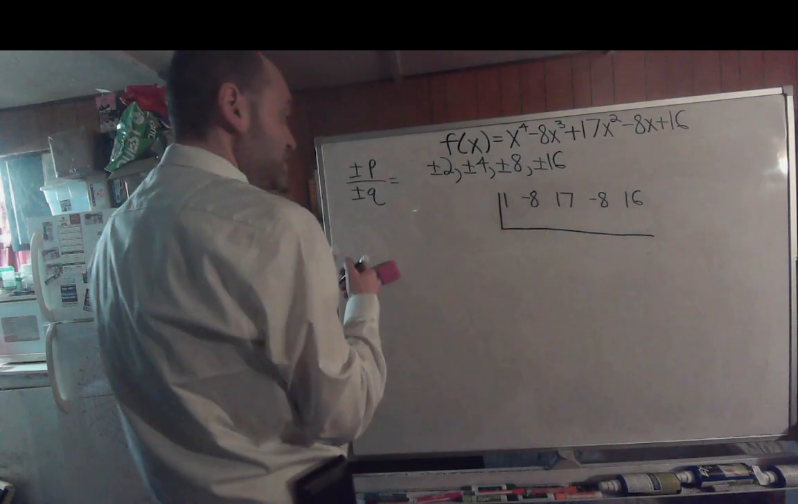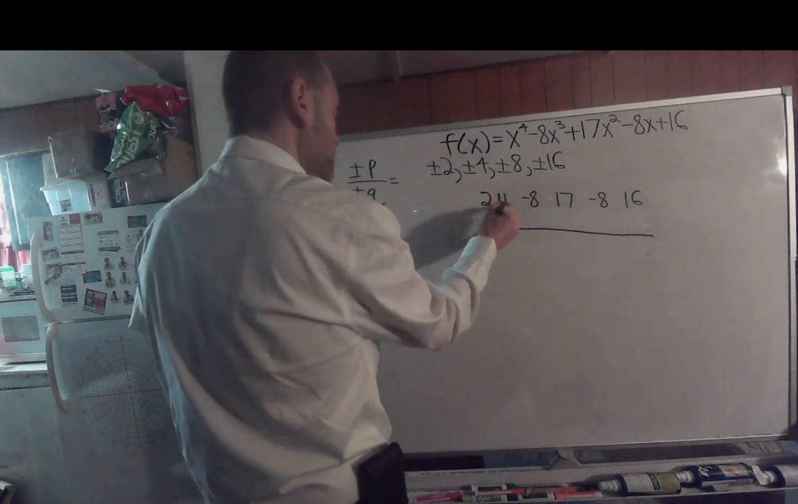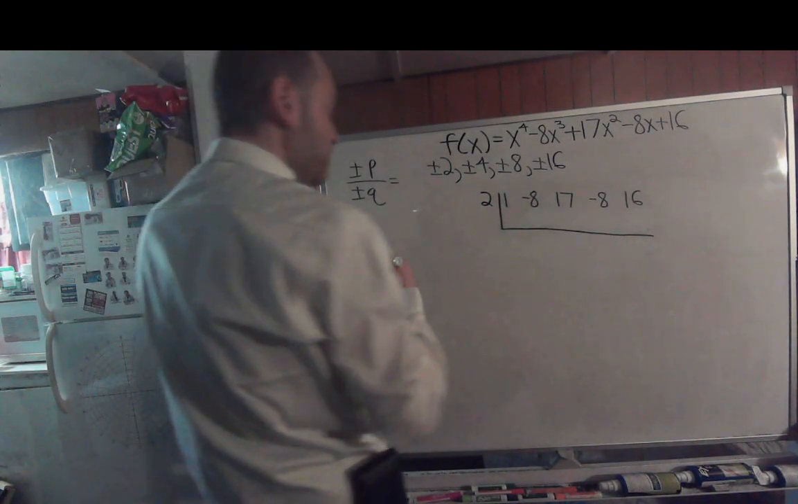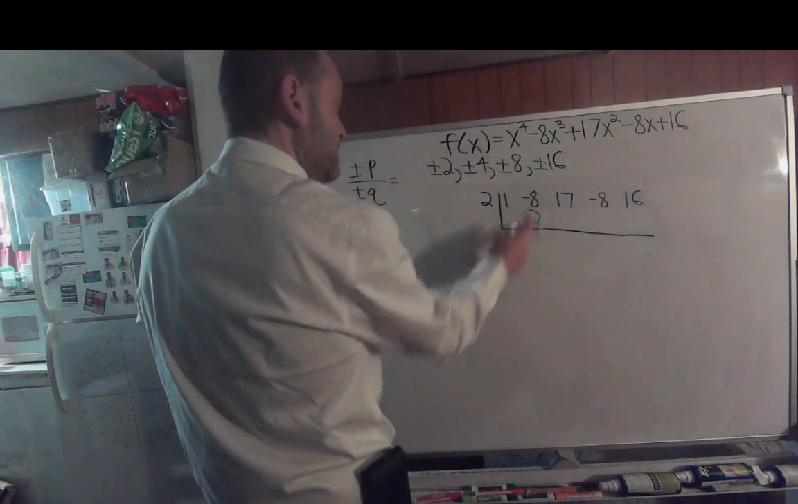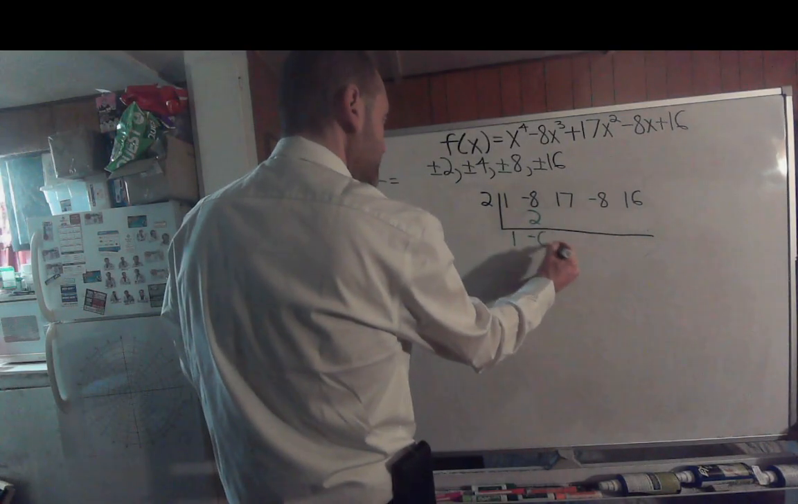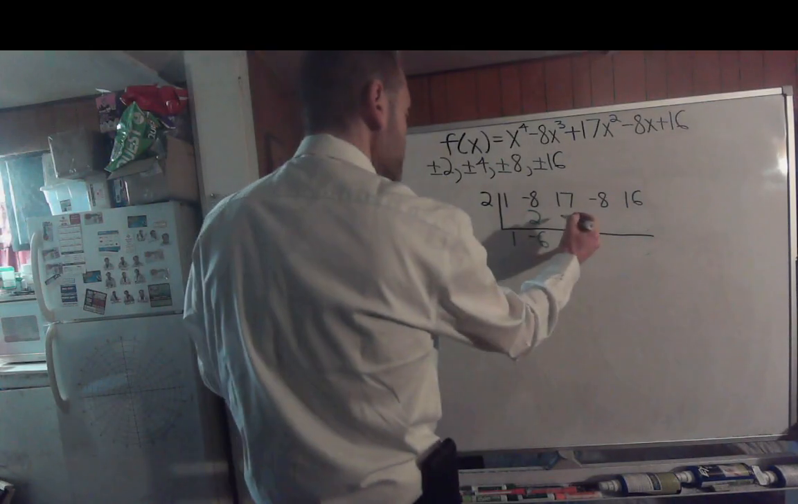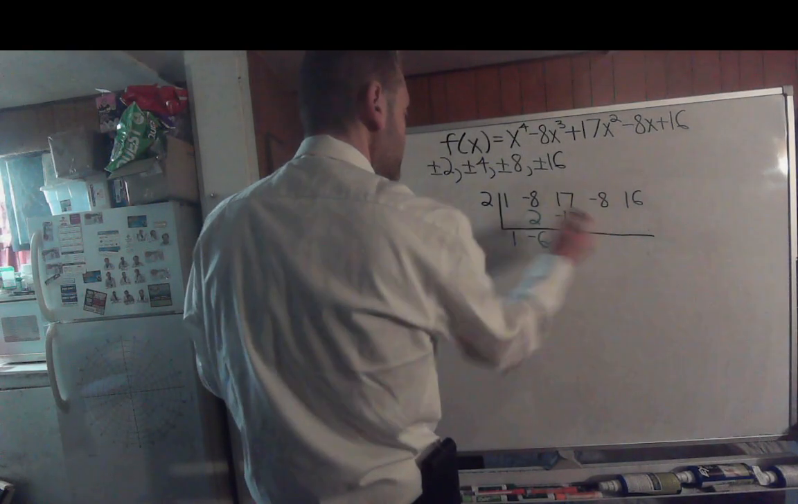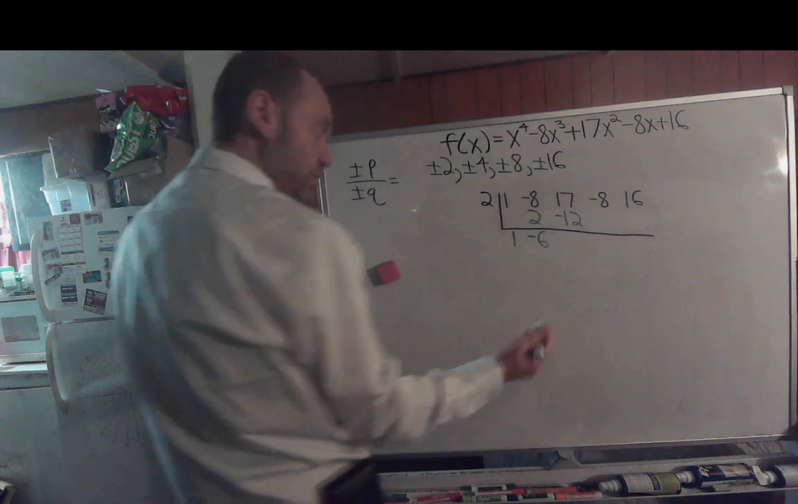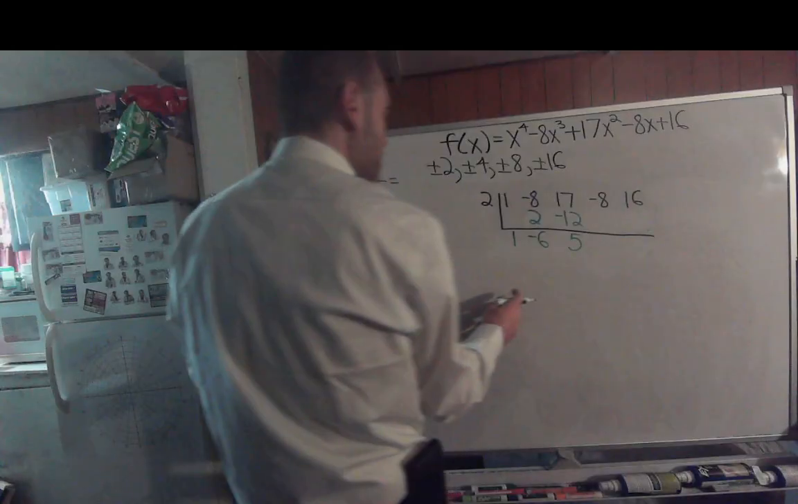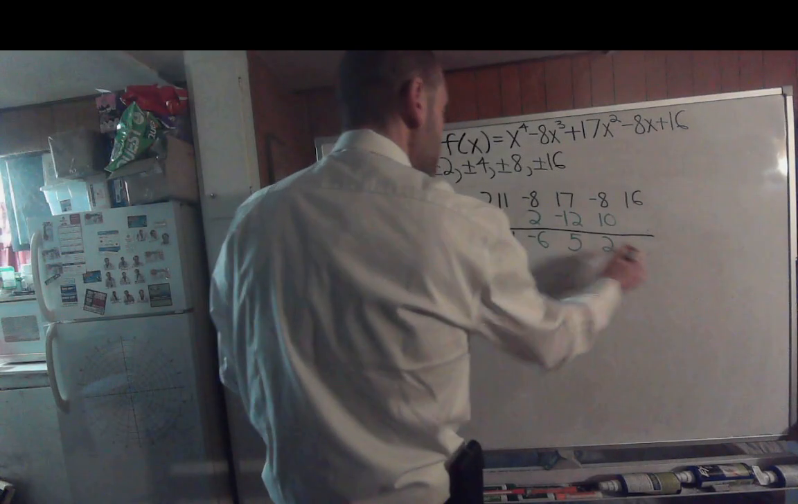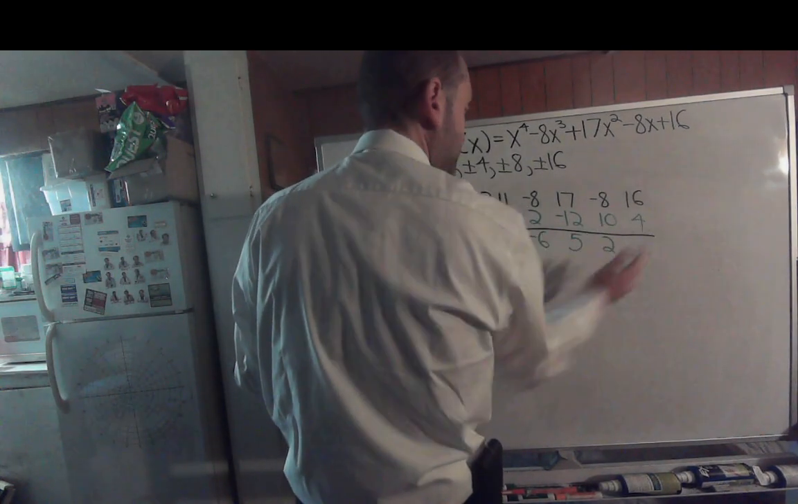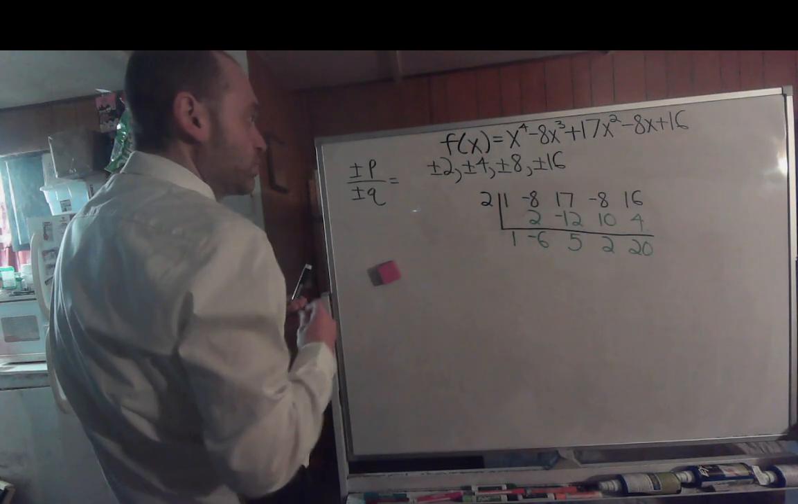Alright, so let's do positive 2. So bring down that 1 from above. 2 times 1 is 2. Alright, so negative 8 plus 2 is negative 6. 2 times negative 6 is going to end up being negative 12. 17 minus 12, that's 5. Alright, 2 times 5 is 10. Negative 8 plus 10 is 2. 2 times 2 is 4. 16 plus 4 is 20. We have a remainder of 20. That's still not going to work.